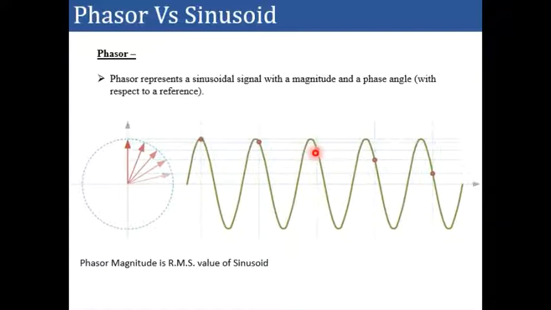be changing. So in this way you can see that the magnitude and the angle of a phasor uniquely identify the point on a sinusoid. This is how we get the value of phasor magnitude and angle with respect to a particular sinusoid. Phasor magnitude is nothing but the RMS value of a sinusoid.